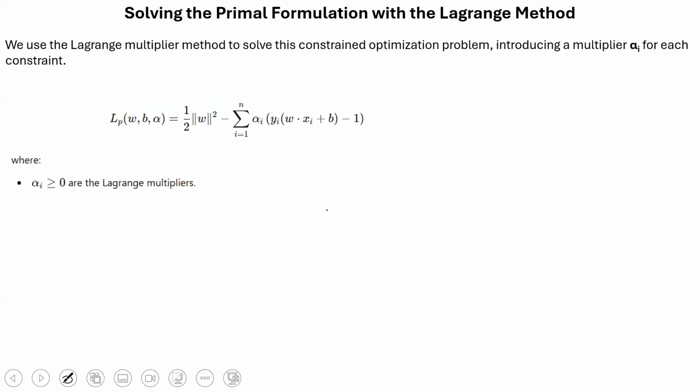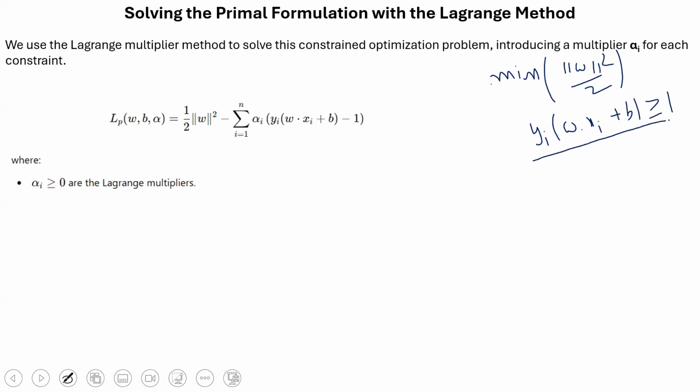Now the objective for us is minimizing the modulus of W squared by 2, given n constraints. What are the n constraints? The n constraints are Yi times (W transpose Xi plus B) is greater than or equal to 1. For every point in the data set, we are adding one constraint. That is what we have discussed so far.